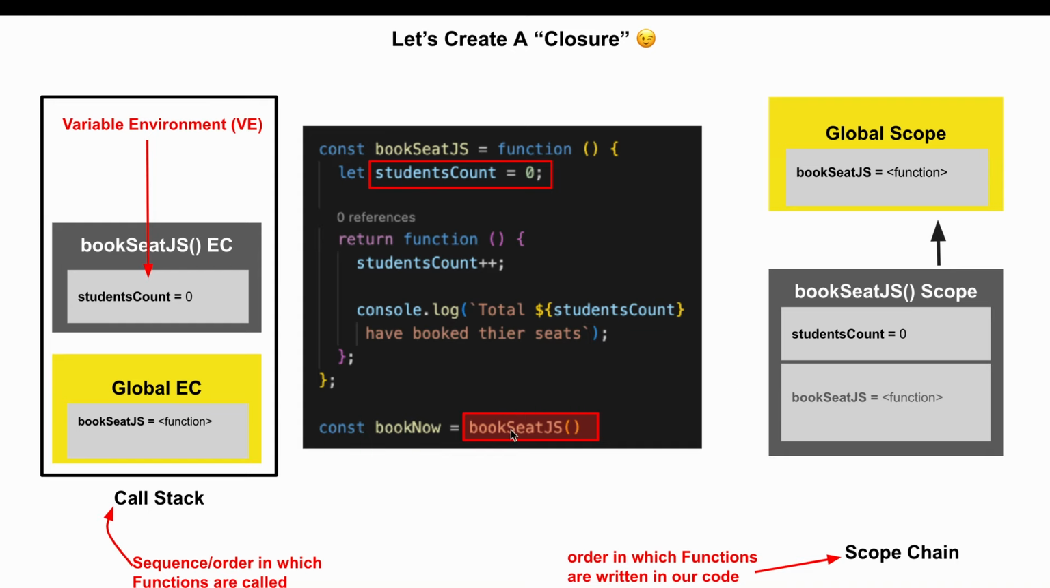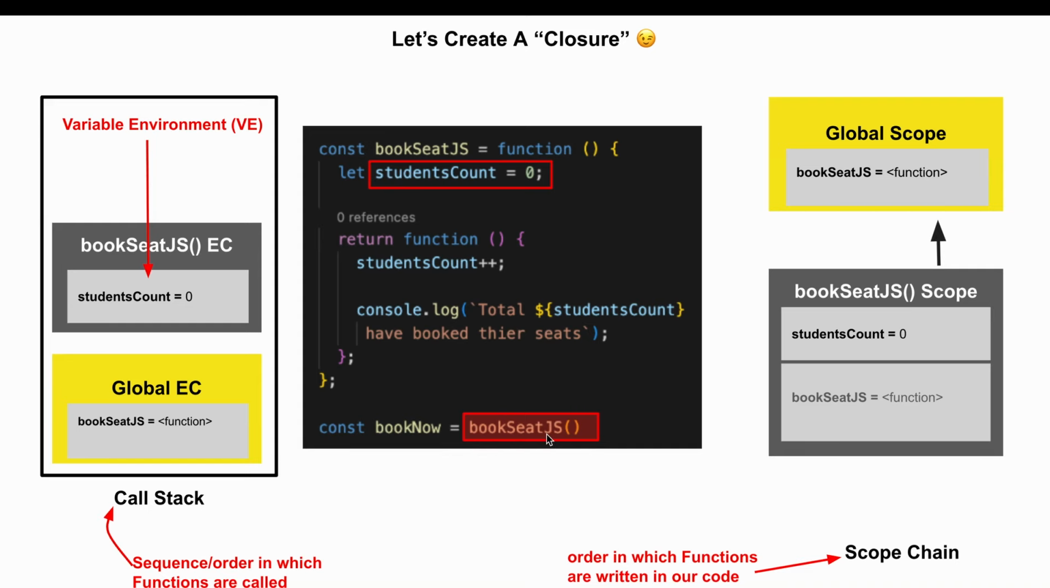So right now this bookseed.js is defined or written in the global scope. That means it can access all the variables which are defined in the global scope. So that is why it can access all the variables or all the variable environments of its parent scope, or we can say in simple words, of its outer scope, right?